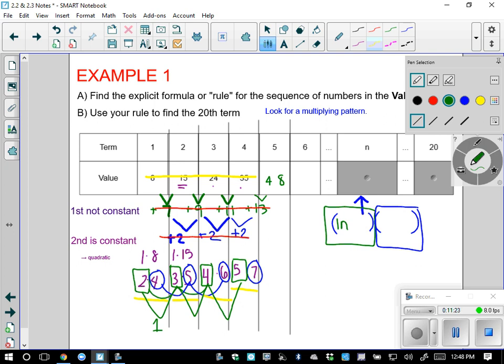And then I have to go all the way to the top here. And if I say 1 times 3 is 3, but my goal was really to get 4 way down here, I have to add 1. If I try that again over here, 1 times 4 is 4, but my goal is to get this 5 here, I still have to add 1. So my rule is 1n plus 1.